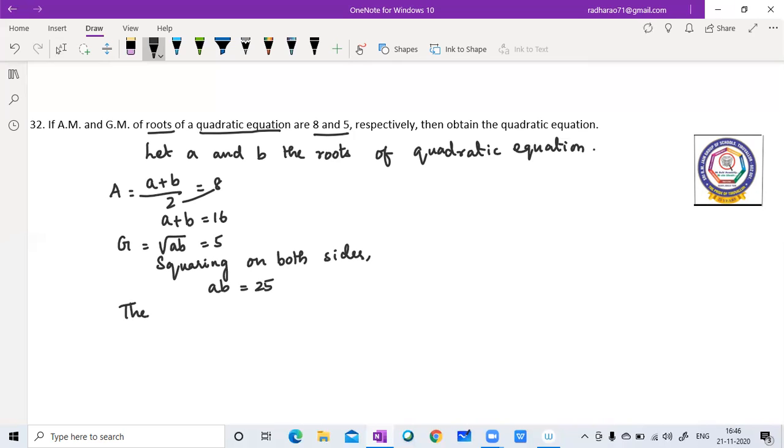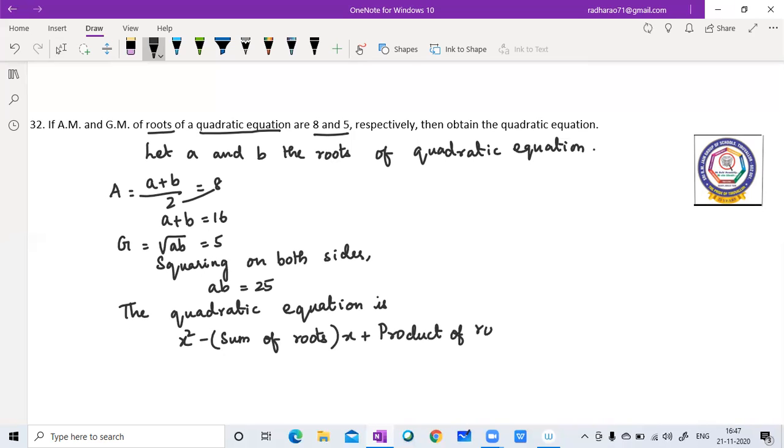How to form the quadratic equation? What is the formula? The quadratic equation is x squared minus (sum of the roots) into x plus product of the roots is equal to 0. Because it's a quadratic equation, you have to write is equal to 0. The roots are a and b. The sum of the roots is a plus b, and the product of the roots is ab. So x squared minus 16x plus 25 is equal to 0. So the required quadratic equation is x squared minus 16x plus 25 is equal to 0.